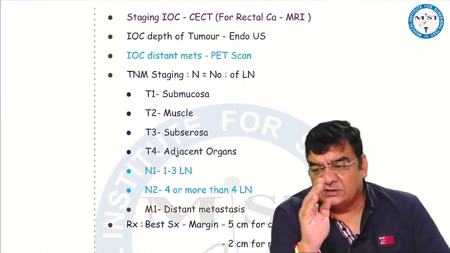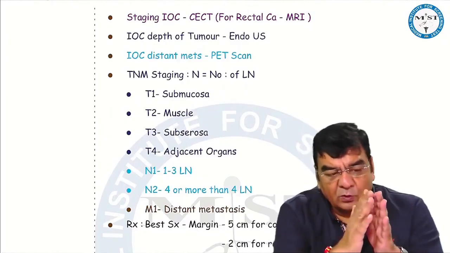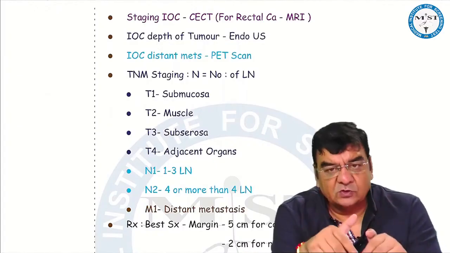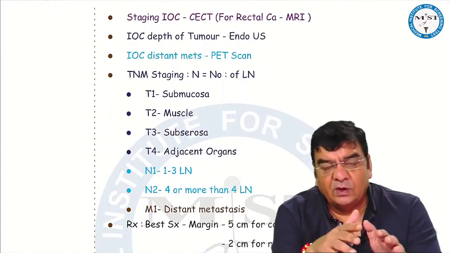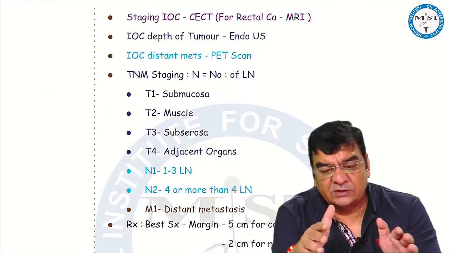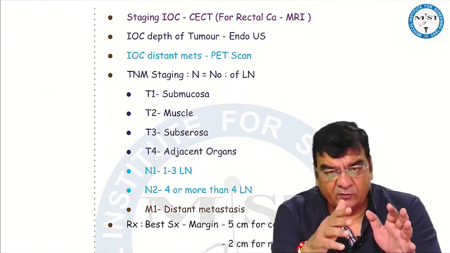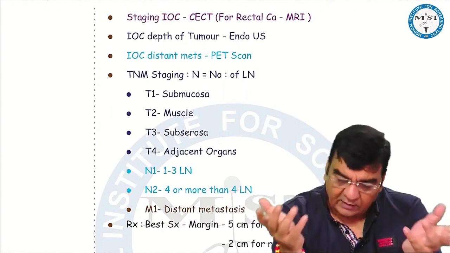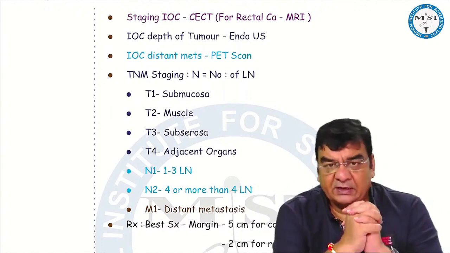If we look at the staging, we know if it's a colon cancer. For staging, we can do CECT. But when the disease goes into the pelvic area, we do MRI. So for rectal and anal canal cancers, for staging, we do MRI. But for right colon, transverse colon, left colon, we do CECT. And for metastasis, we do PET scan.